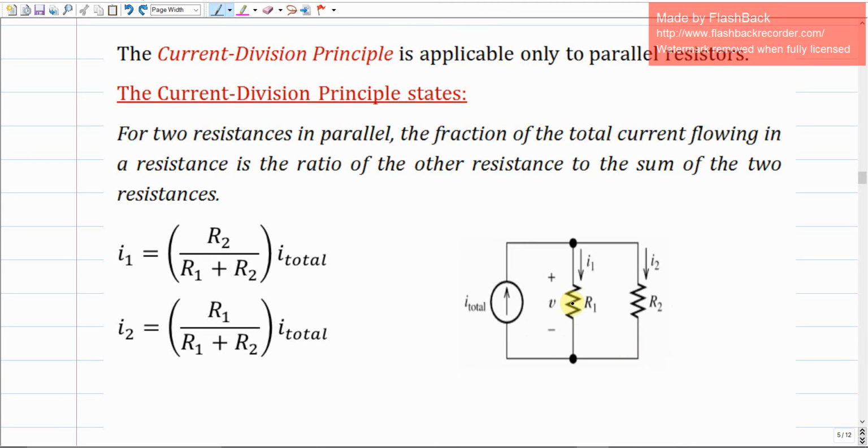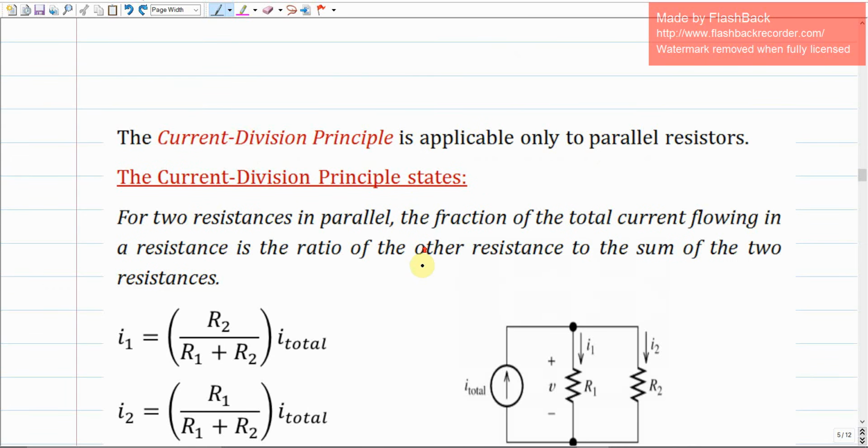It should be divided over these two resistors, right? So how much of the current that R1 is going to take in comparison to the current that R2 is going to take? It means, how much is I1 and I2 in terms of I total? Can we figure it out without applying Kirchhoff current law? Yes, we can, but we have to use the current division principle.